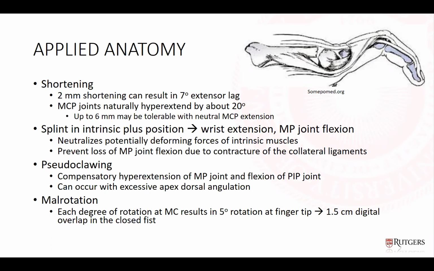Pseudoclawing is a phenomenon where you have compensatory hyperextension of the MP joint and flexion of the PIP joint that can occur with excessive apex dorsal angulation. And this picture up in the top right shows an example of that. Malrotation is extremely important when evaluating these injuries. Each degree of rotation at the metacarpal results in 5 degrees rotation at the fingertip, which translates to about 1.5 centimeters of digital overlap in the closed fist.